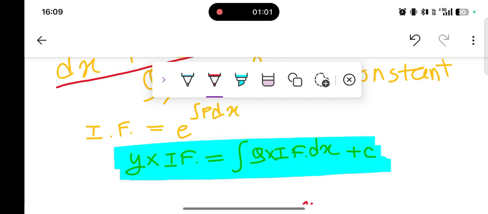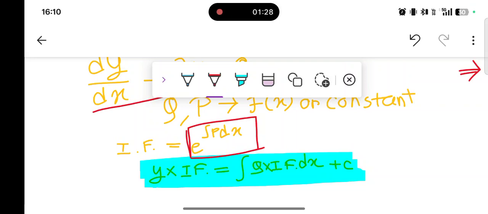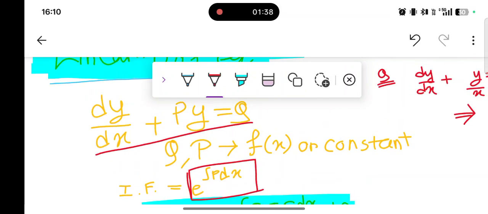Now how can we solve this kind of equation? First you have to calculate the integrating factor. Integrating factor is a kind of multiplier which you have to multiply with the differential equation so that you can easily solve it. Now the formula for finding the integrating factor is something like this. Hopefully you can understand. We have to integrate p with respect to dx, then take it to the power of e. Point to be noted, this is the formula of the integrating factor which is applicable for this equation only.